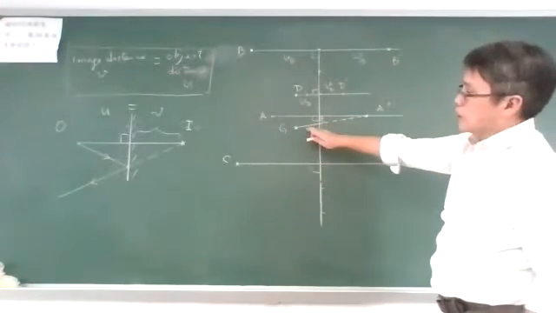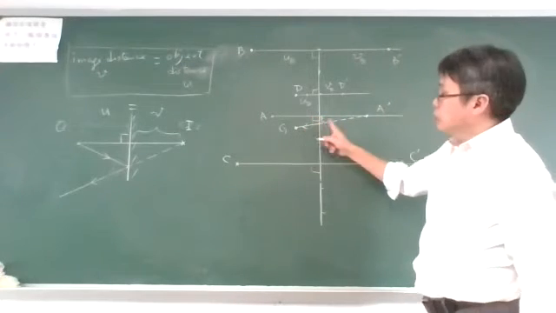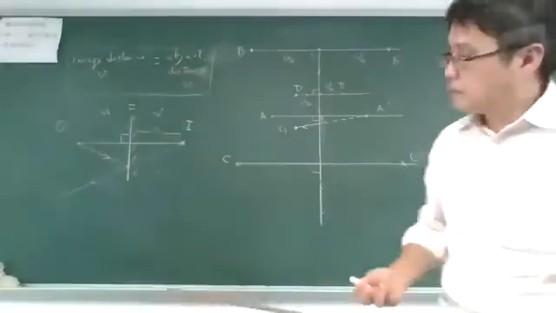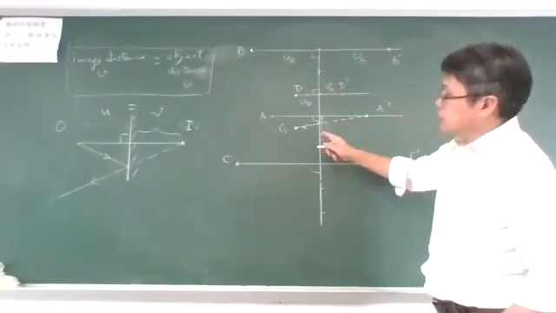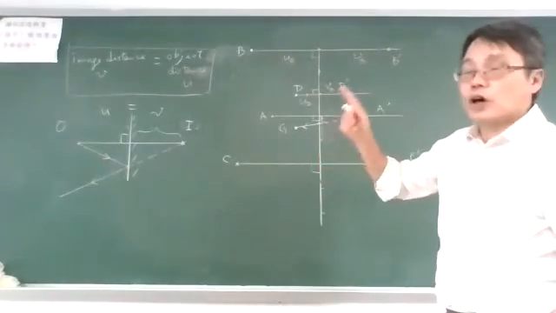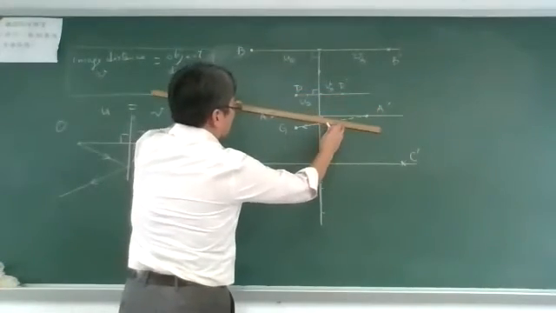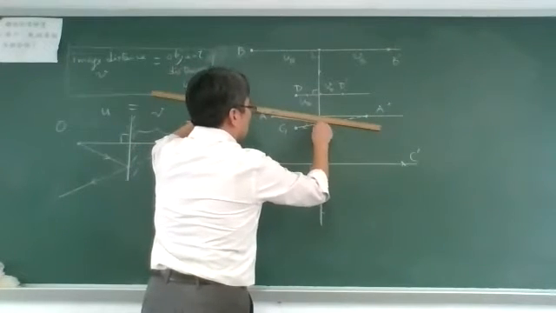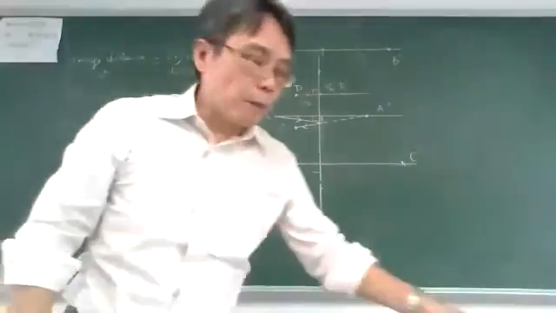Once again, solid line with an arrow to indicate this is a light ray. Dotted line to indicate the direction behind the mirror. Okay, and where does this light ray come from? This light ray actually comes from the object A. So we connect these 2 points and complete the ray diagram for point A.